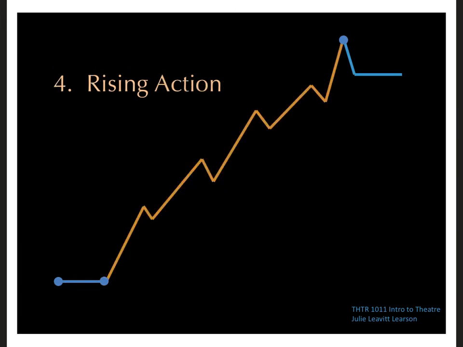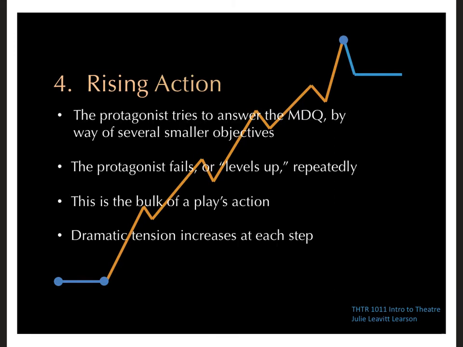Up next is rising action, which you can see is the bulk of the space on this chart. And it has peaks and valleys and is in a general upward climb. So the rising action is basically the whole part of the play where the protagonist is trying to answer that major dramatic question and trying to achieve their super objective by way of conquering some smaller objectives. And so each point on this graph is either a smaller objective achieved or a smaller objective failed where they have to try something else, okay?